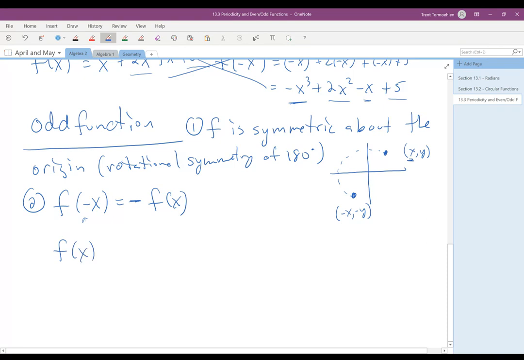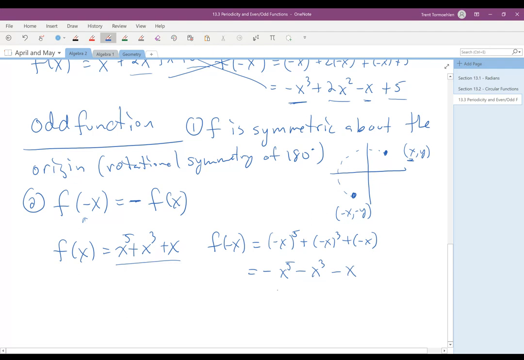If my function is f of x equals x to the fifth plus x cubed plus x, if I plug in negative x into that, I get negative x to the fifth plus negative x to the third plus negative x, which just equals negative x to the fifth minus x to the third minus x, where each of the terms is the opposite of the other term. And so that's what makes it an odd function.